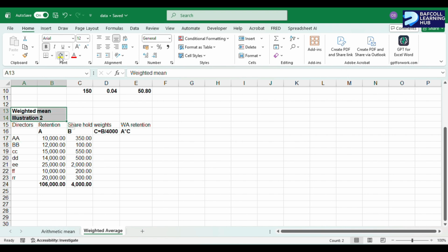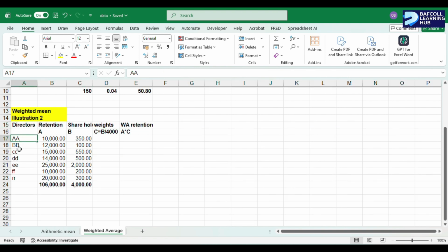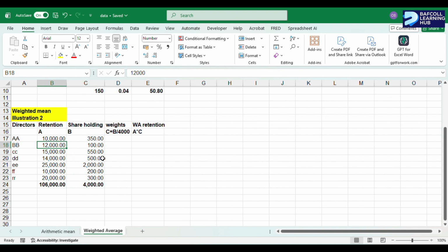All right. So we have the directors. So I'm just giving them names to make it very simple. So AA, BB, CC, DD, FF, and R. So the first director is retaining 10,000. The other 12,000, just like it was stated in the on-group data. Then we have their shareholdings over here.